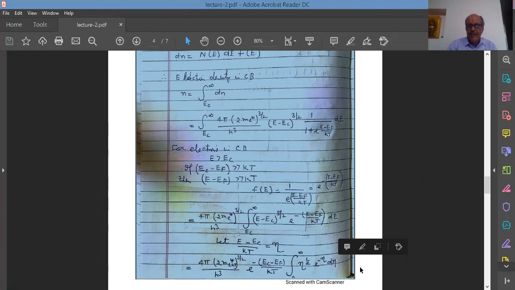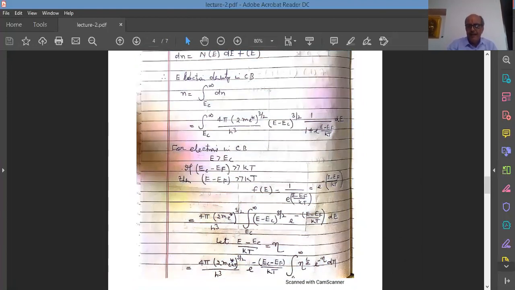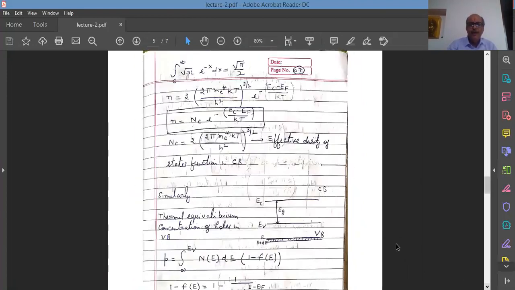This integral is very common. In fact, you must have solved this integral while studying the gamma function. So the integral from 0 to infinity of root x e to the power minus x dx is root pi by 2. So you can directly make use of this integral here and write the electron density, or equilibrium concentration of electrons, n, to be equal to 2 into (2 pi me star kT upon h squared) to the power of 3 by 2 e to the power minus (Ec minus Ef) upon kT.